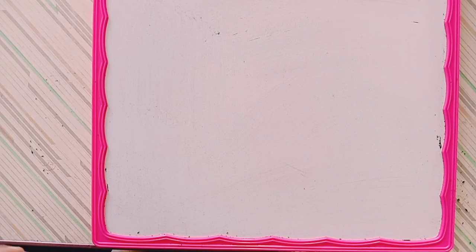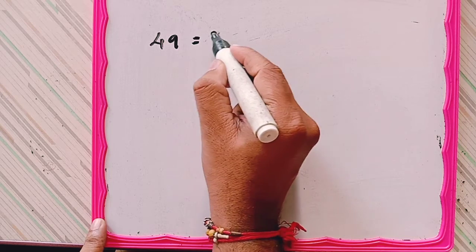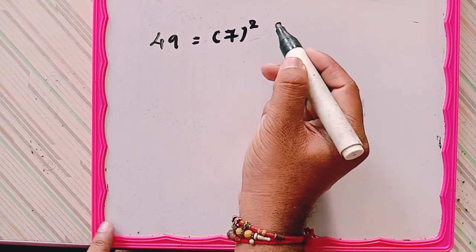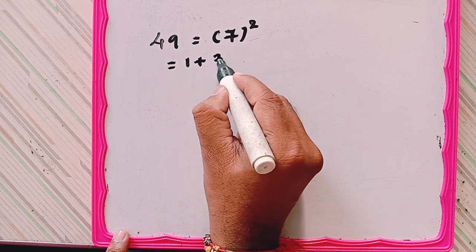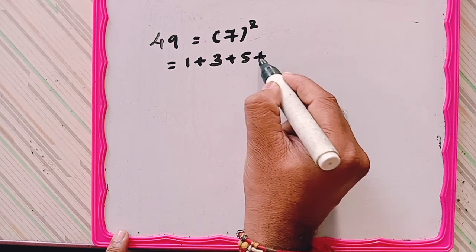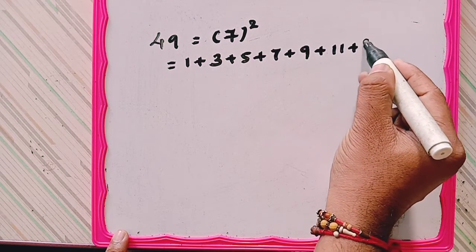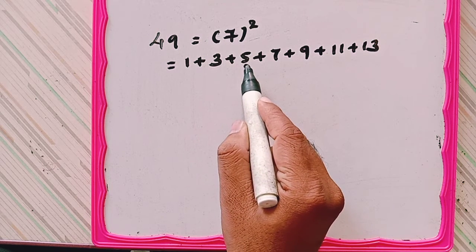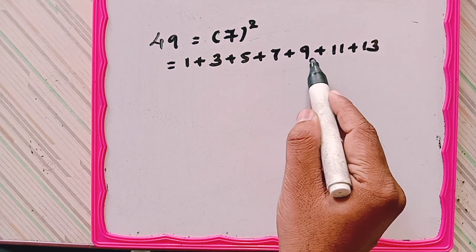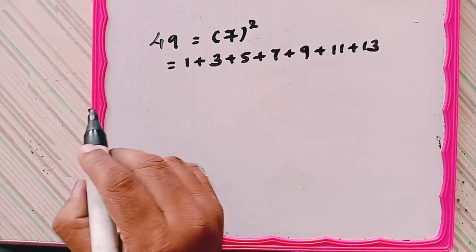Now question 8 is there, express 49 as the sum of odd numbers. So 49 equals 7 square, and so we will add the first 7 odd numbers: 1 plus 3 plus 5 plus 7 plus 9 plus 11 plus 13. So we can check the addition of these numbers. 4 plus 5 is 9, 9 plus 7 is 16, 16 plus 9 is 25, plus 11 is 36, and plus 13 is 49.